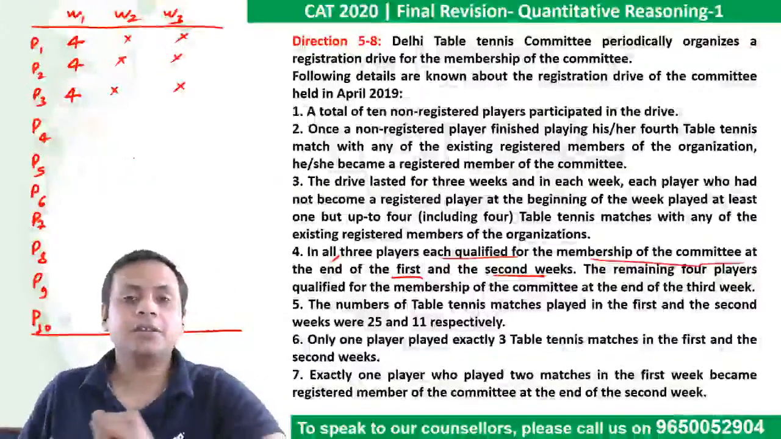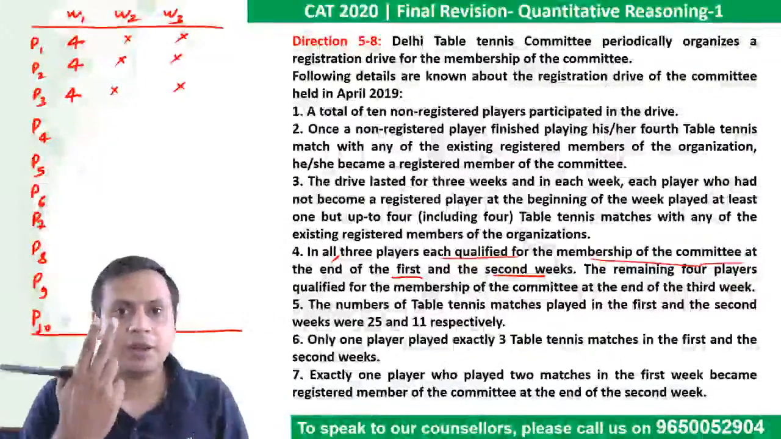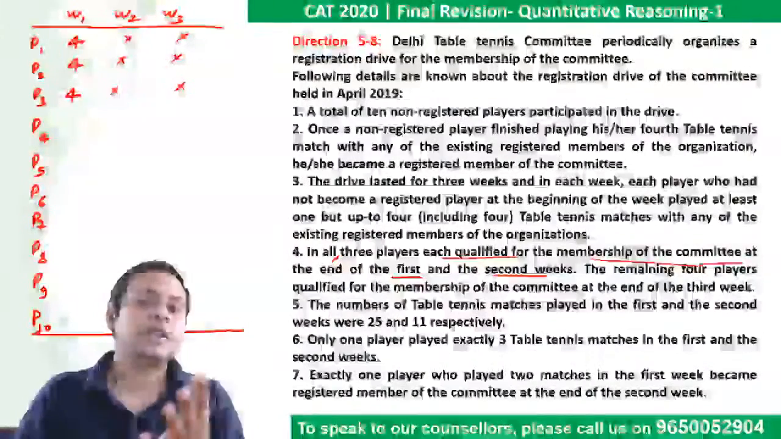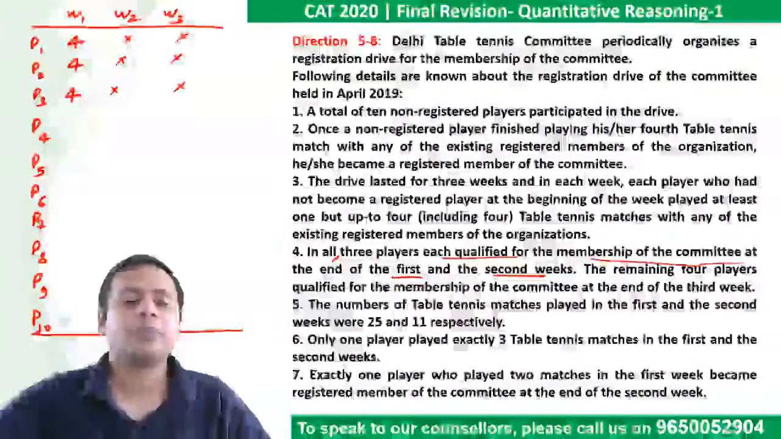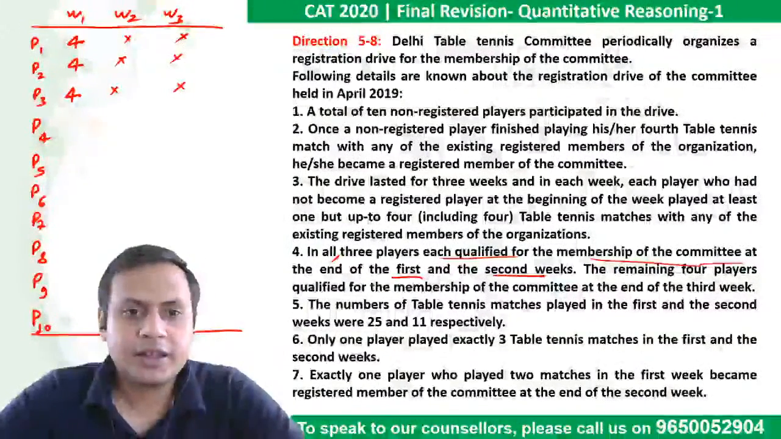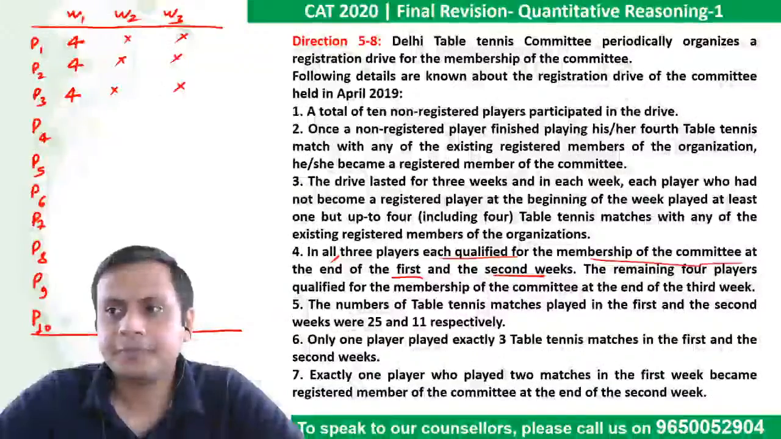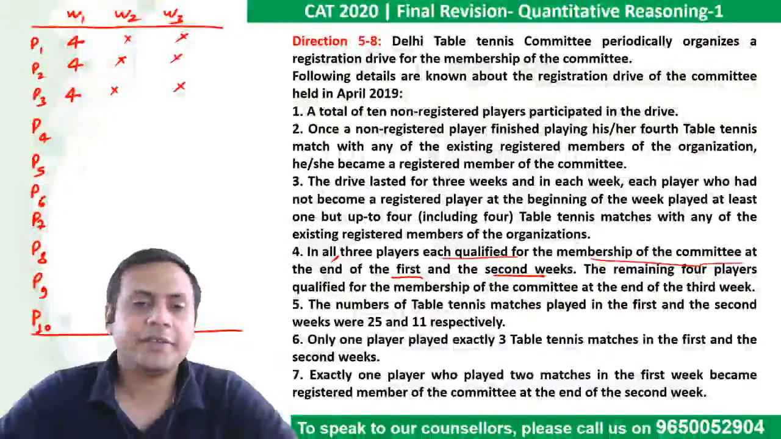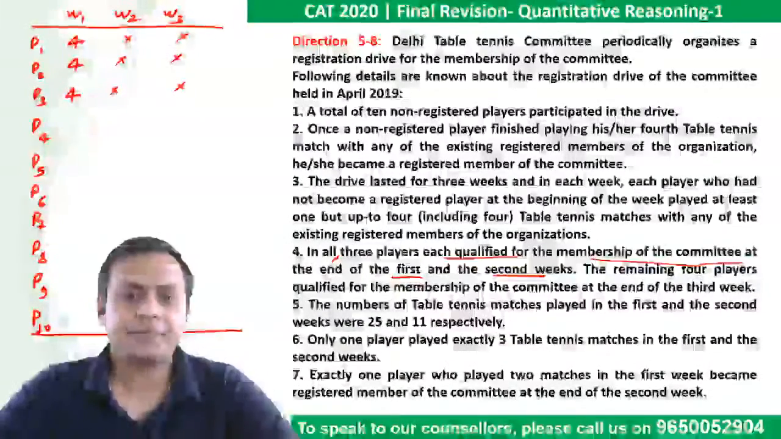So 3 players, namely P1, P2 and P3, became members by the end of the first week only. Right? I hope this point is clear. Everybody is understanding.